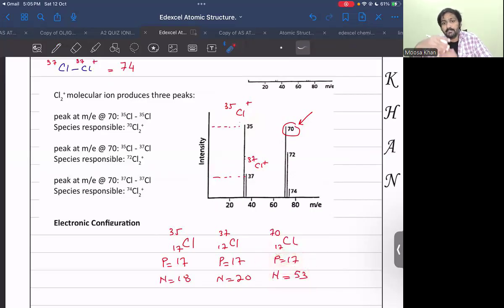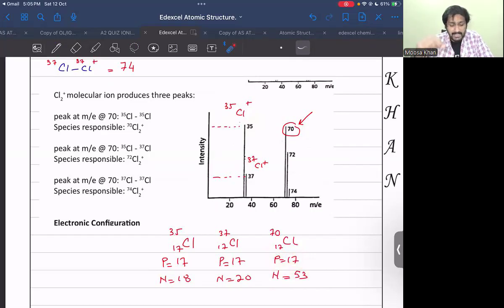An element with such a big difference between the protons and neutrons can never stay stable. It will keep on disintegrating, and that's what happens with the radioactive elements. So the chemist should come to the realization that this cannot be the third isotope of chlorine, because the third isotope cannot have this big of a mass.